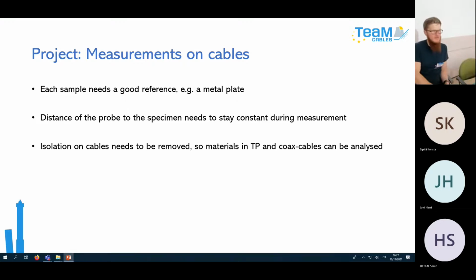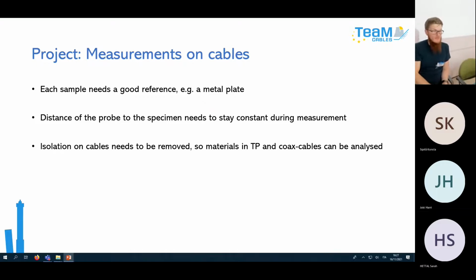An example would be a metal plate that we scan right before looking at the cable. So we have our reflection probe head. We take one measurement with a metal plate at the exact distance that the cable will be, and then we measure the cable, and then we have reference and sample.